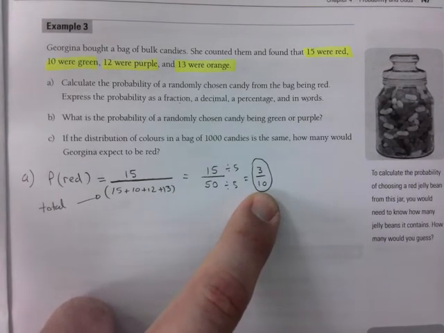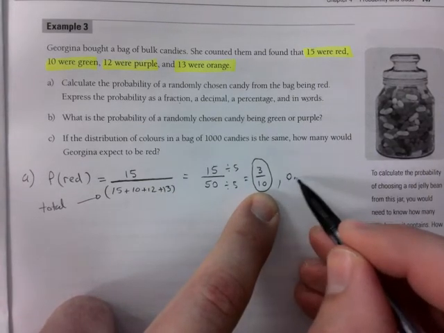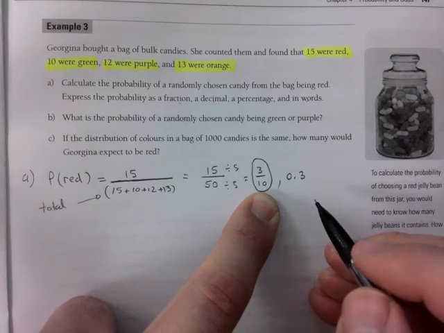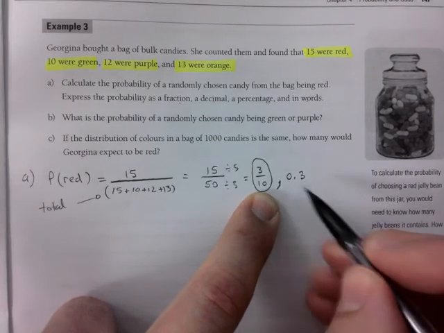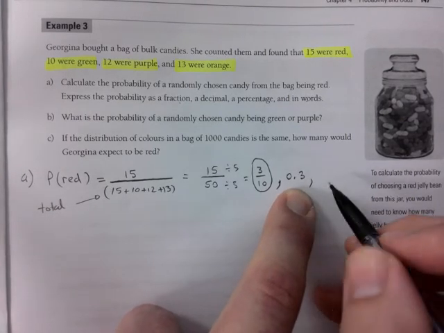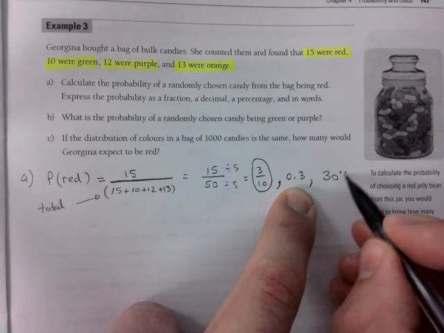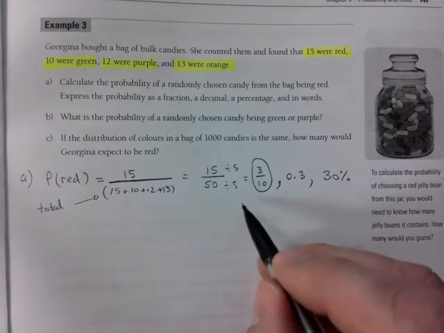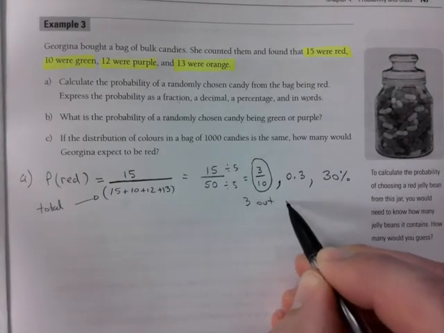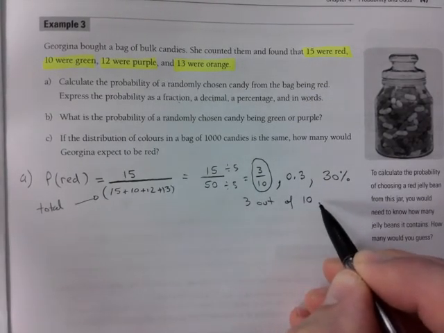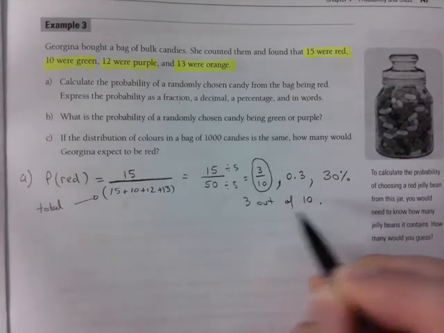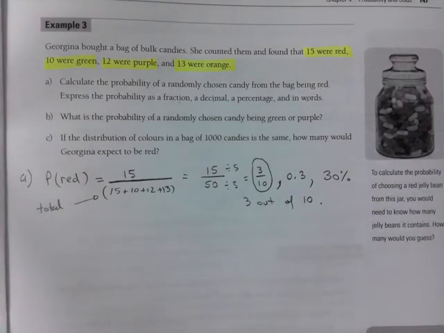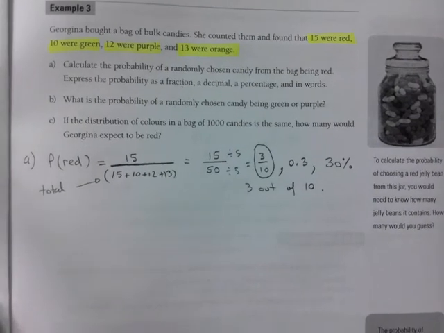But this is simplified. We can write this as a decimal, put a comma in between, okay? So 0,3, and 30%, right? And 3 out of 10 would be in words. So it's actually pretty easy to do. Just add the "out of" in there, and then you're good to go, okay?